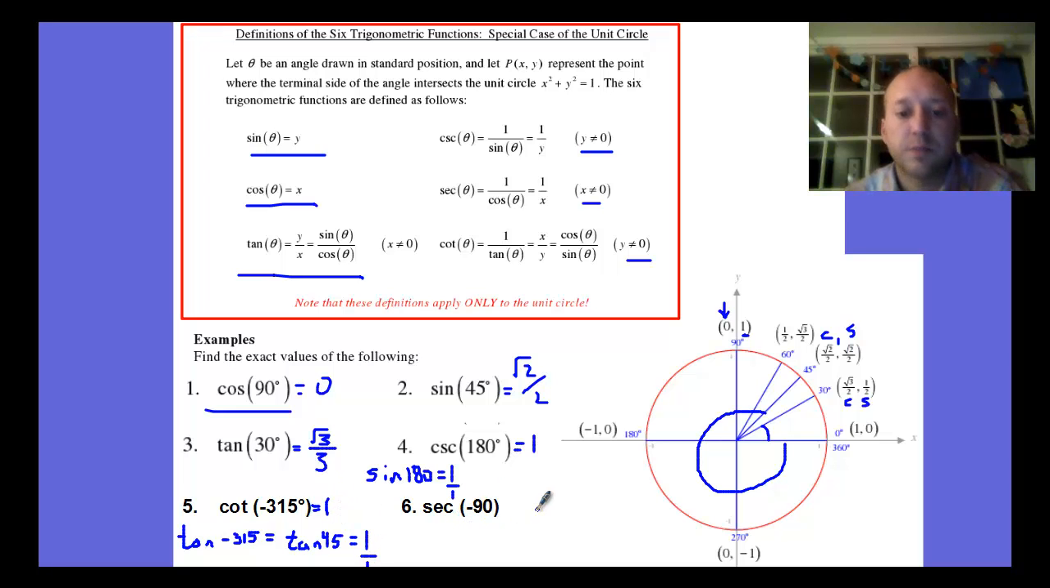Now, secant, negative 90 degrees, different quadrant. Negative 90 degrees is down here. It's the same thing as 270. Secant is the reciprocal of cosine. Cosine of negative 90 then. Cosine is the x value, so it's cosine and sine, x and y. So cosine of negative 90 is 0. 0 over 1 if you want to write it as a fraction. So the reciprocal of that is 1 over 0, which is undefined.